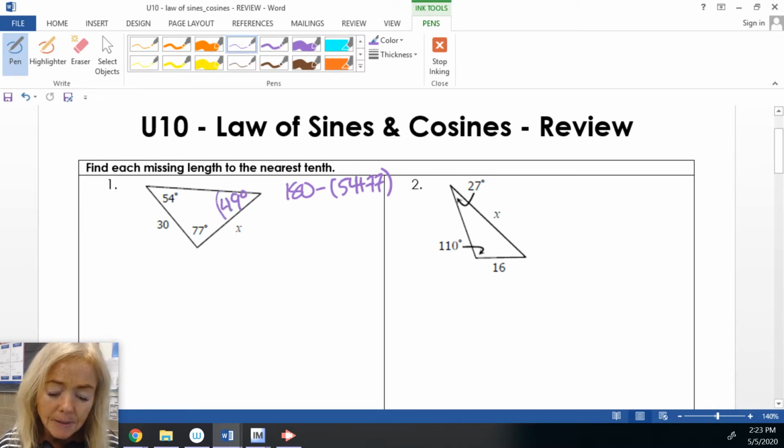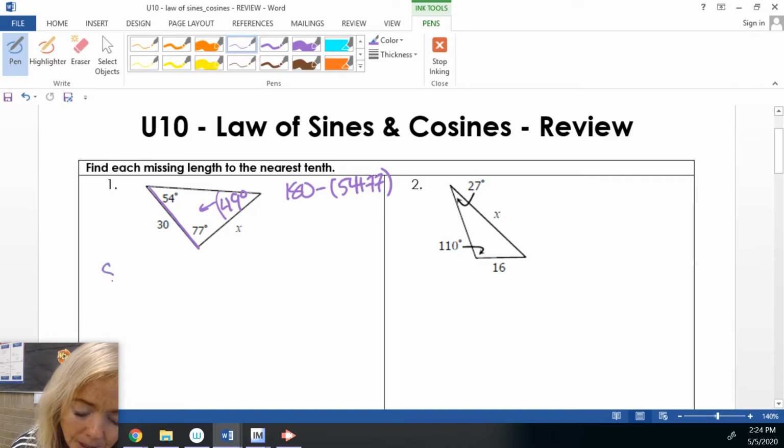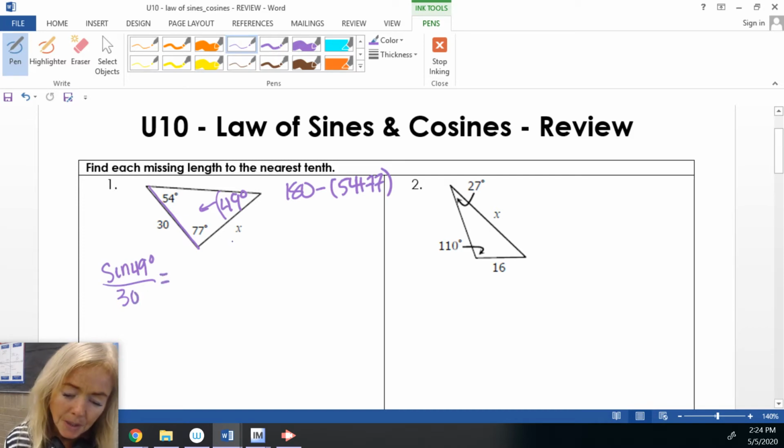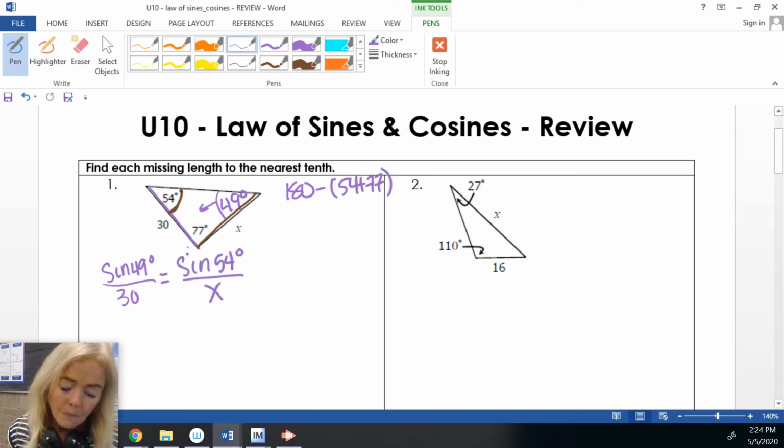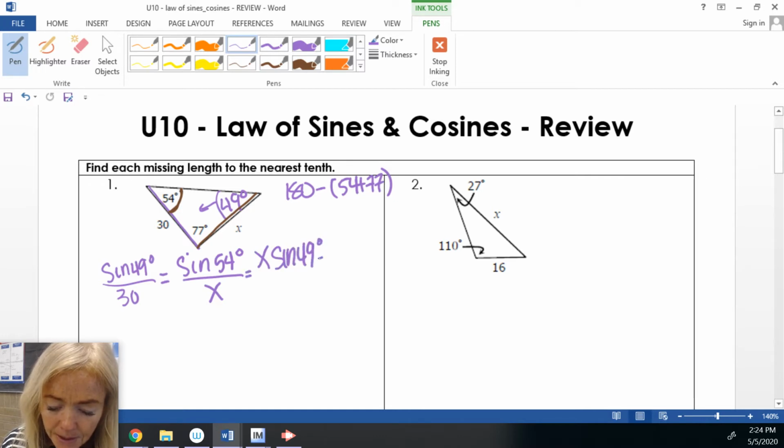Therefore, we have this angle and the opposite side that we have measures for. So that's going to help us using our law of sines, which is awesome. So we'll have sine 49 over its opposite side, and this side right here is opposite this angle. So sine 49 over 30 is going to equal the sine of 54 over x. All right? So now you have it all set up. You can cross multiply. X times the sine of 49 is equal to 30 times the sine of 54.